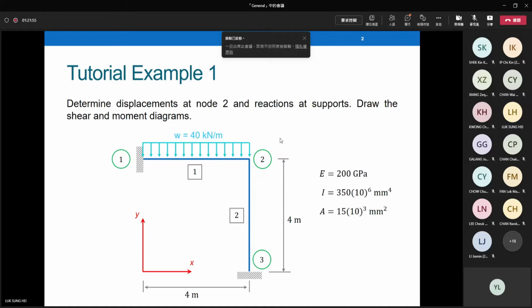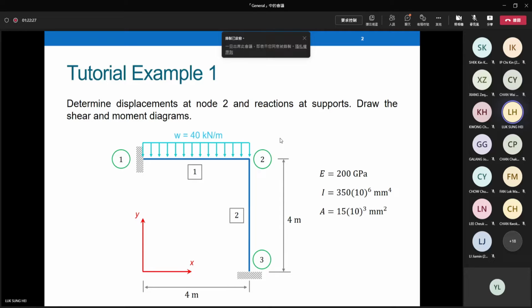module. During the quiz examinations, we have 3 unknown displacement. We have horizontal and vertical frame members. We have UDL, these kind of things. What we are going to do in this example, you're asked to determine the displacement at node 2 and find out the reaction as well. Try to draw the shear and moment diagrams. 3 tasks, just like what I asked you in the assignment. Displacement, reactions, and also the shear and moment diagrams.